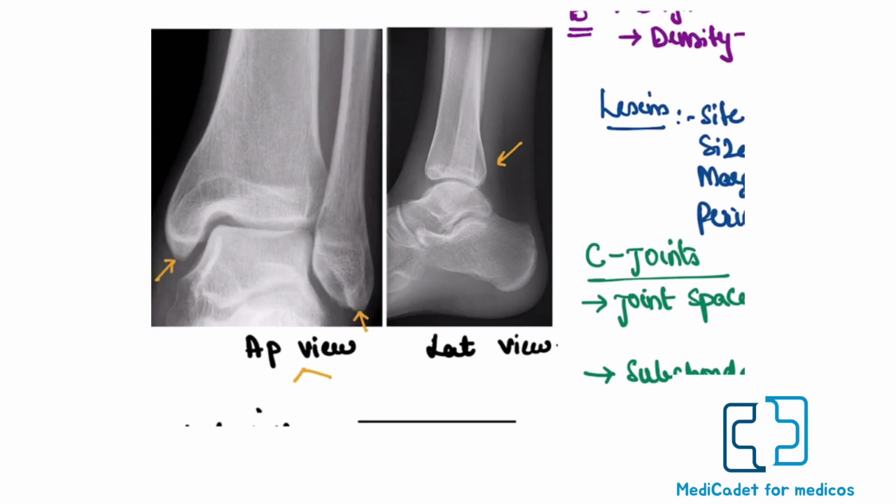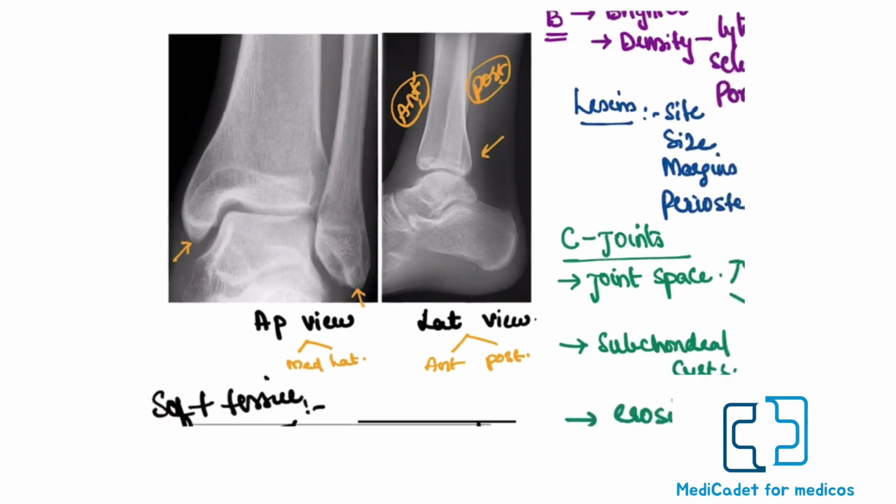So AP view is for your medial and lateral surfaces. On the lateral view, you confirm the anterior and the posterior surfaces. Here on the lateral view, you can see what is anterior and what is posterior, so on the posterior aspect, you can comment on the posterior malleolus. That is why you have to always order two views, right? So that is the importance of two views.